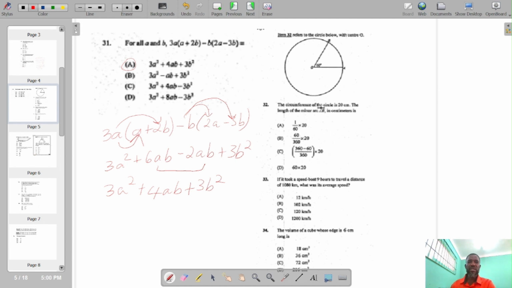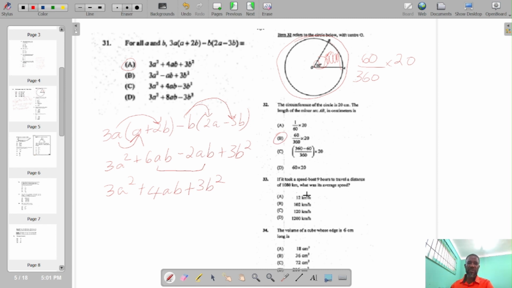Question 32 reads, the circumference of a circle is 20 centimeters. The length of the minor arc AB is, so the entire circumference all the way around is equal to 20. But this is a minor arc, so this sector represents a fraction of the circle, and we know that the angle in a circle is equal to 360, and the angle here is 60. So what fraction does 60 represent? 60 represents of 360, so it's 60 divided by 360, and if the entire circle is equal to 20, we're going to multiply that by 20, and we don't need to work that down because here we have our answer in B.